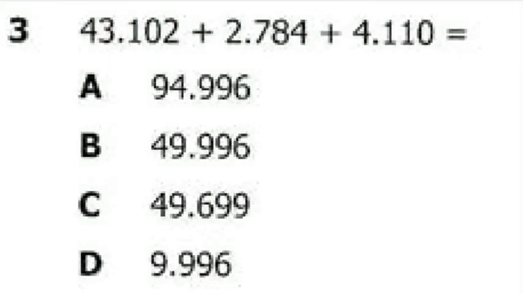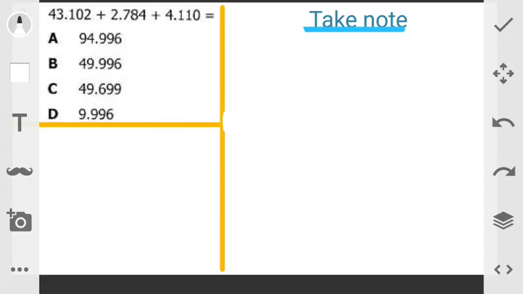In today's video, I'm going to solve the third question in the 2014 paper of mathematics, and the question is 43.102 plus 2.784 plus 4.110 equals. So this is the question I'm going to solve, so stay tuned.